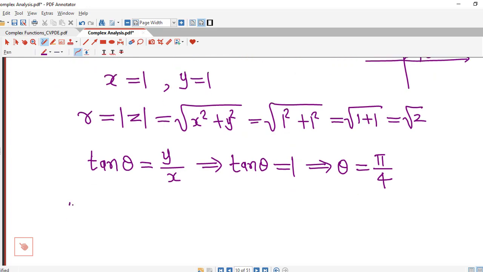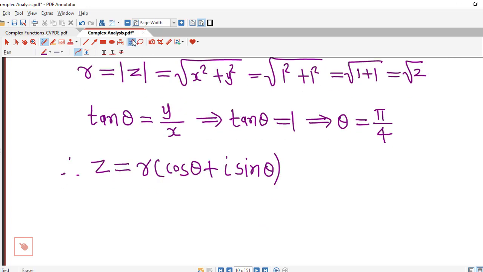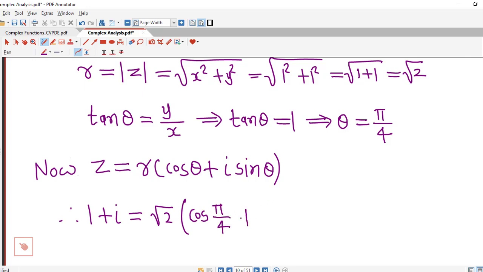Therefore we can write the polar form of 1 plus i. We know that z equal to r into (cos theta plus i sin theta) is the polar form of a complex number. So using the values of r and theta, we obtain the polar form of 1 plus i. r is square root of 2 and theta is pi by 4, so it is square root of 2 into (cos pi by 4 plus i sin pi by 4).